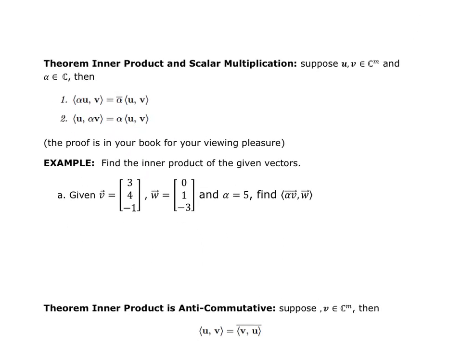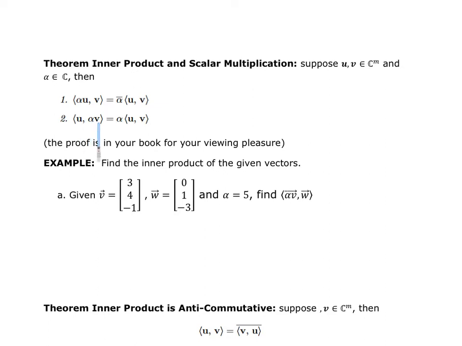Our next theorem is the inner product of scalar multiplication. We have these two vectors whose entries come from the complex numbers, and my scalar is also a complex number. Then I can take my scalar and multiply it by one of my vectors, and then find the inner product of those two resulting vectors. Or I can find the complex conjugate of my scalar and multiply it by the inner product of the two vectors.